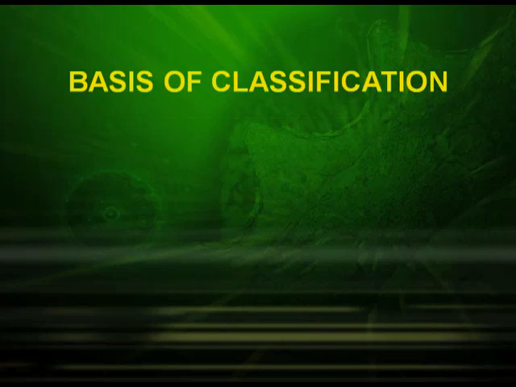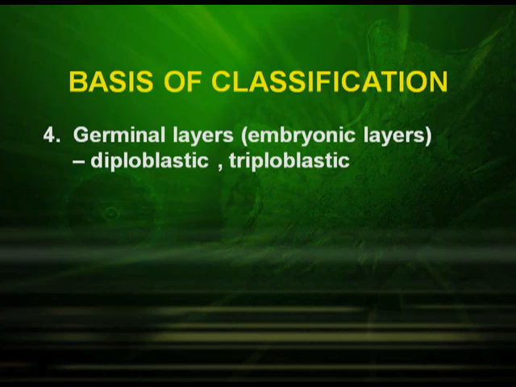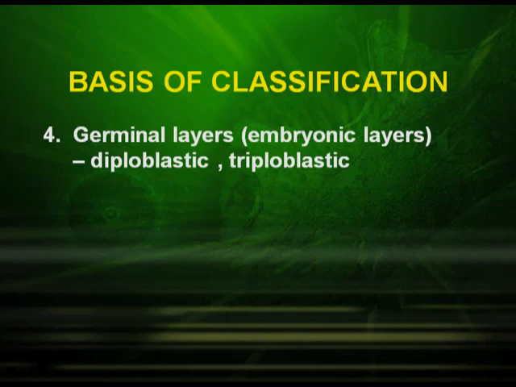The next important criteria for classification is germinal layers. During embryo development, the organism may develop two layers, which is known as diploblastic. The outer layer is known as ectoderm and the inner layer is known as endoderm. It may also be triploblastic. In triploblastic organisms, they have the outer ectoderm, the inner endoderm, and in between the ectoderm and endoderm, they have the mesoderm.